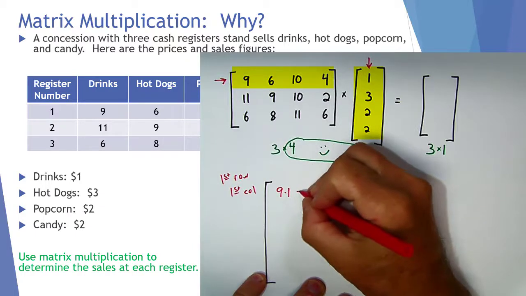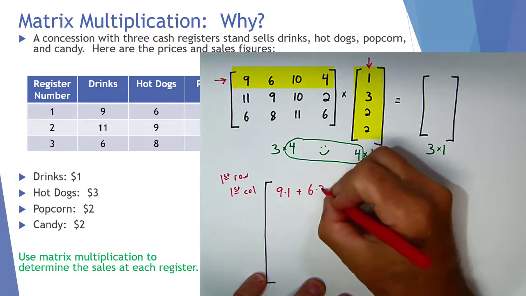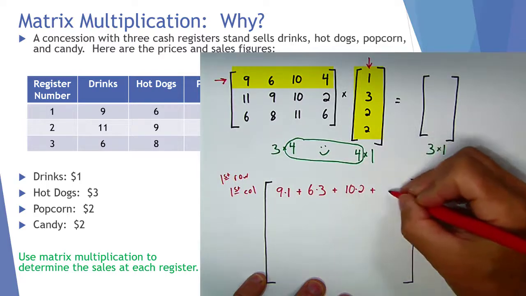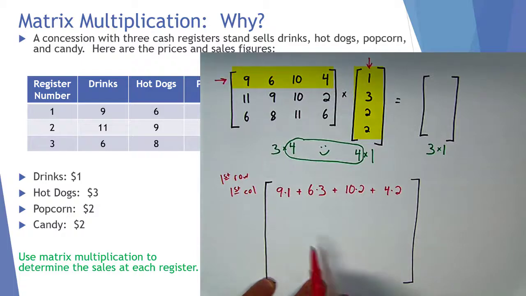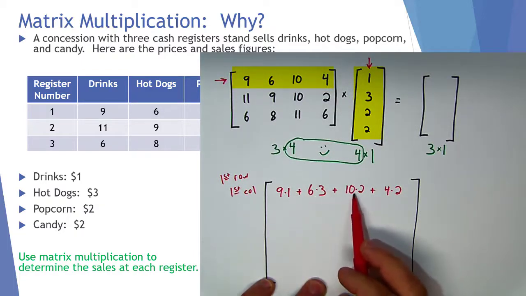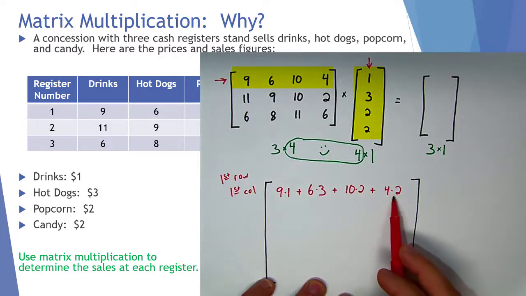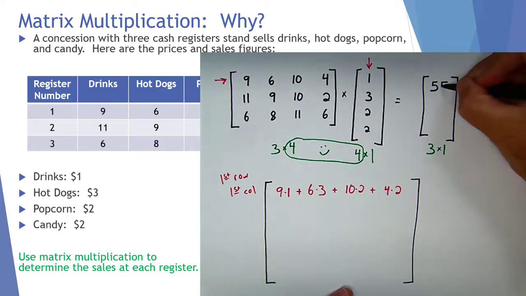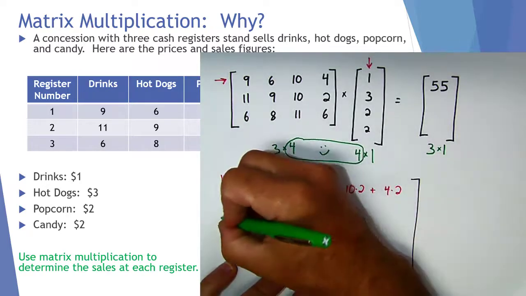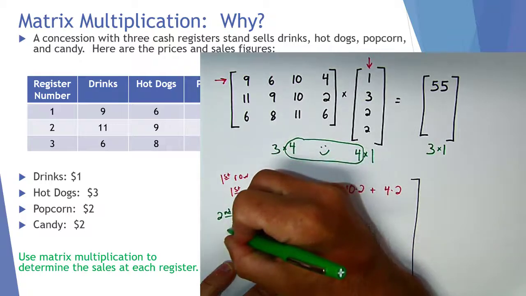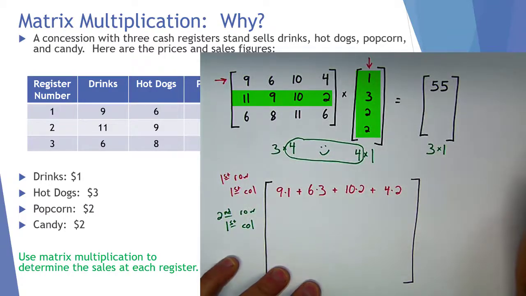So here we go: 9 times 1 plus 6 times 3 plus 10 times 2 plus 4 times 2. And if you do the math there, this is really 9 plus 18 plus 20 plus 8. And if you add all those up, you end up with 55.